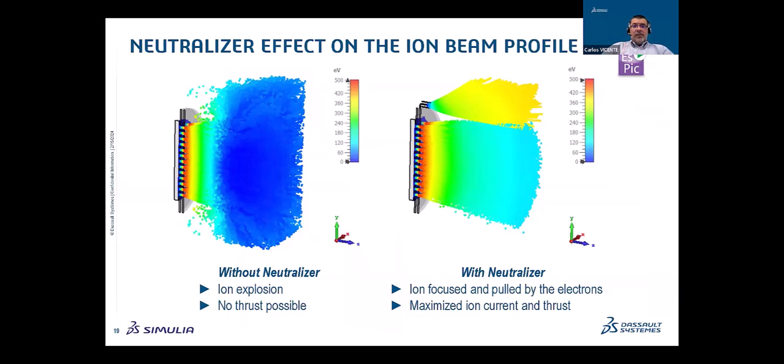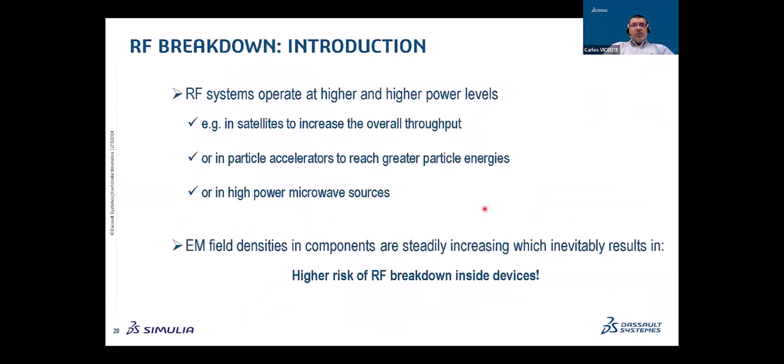And you can see the difference between using or not the neutralizer here. In one case, you can see how ions are moving away, while in the other case, they are staying close to the grid and coming back to the spacecraft. Okay, so that was for the ion thrusters.